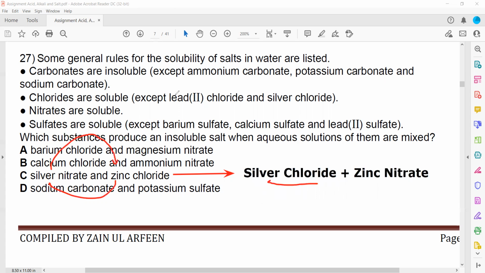And what is silver chloride? You can see most chlorides are soluble except lead and silver. So this will be a solid, not a solution, and this will be a solution. So we can obtain the insoluble salt. That's why C is the right answer. Is it clear? Question 27. Because we want to prepare an insoluble salt, which can be prepared by this technique.